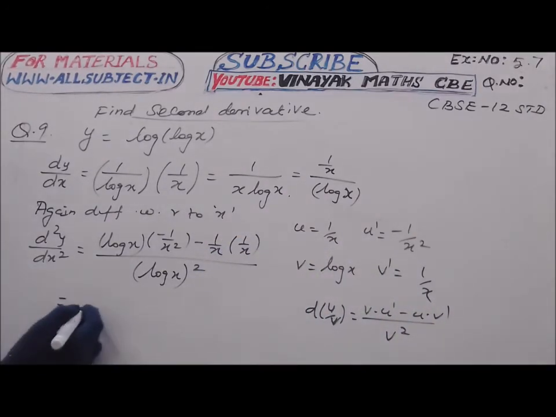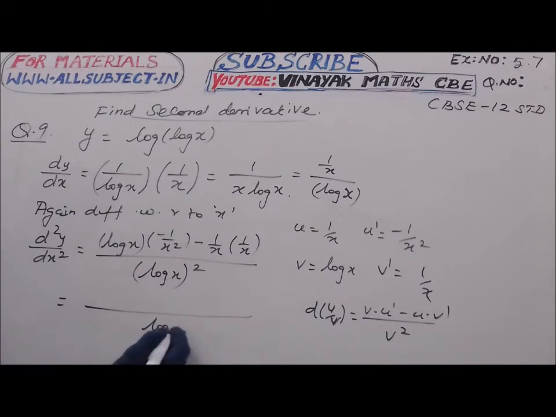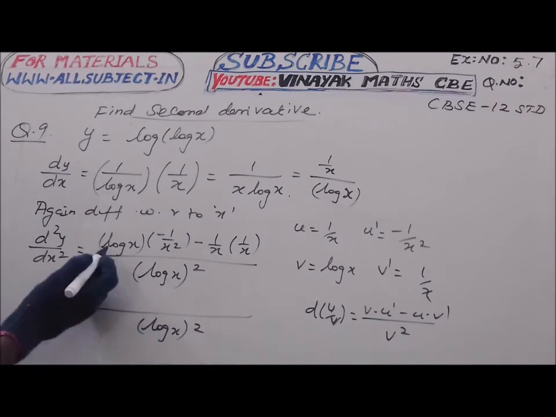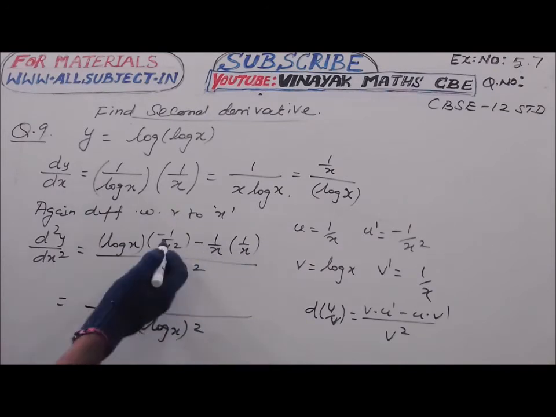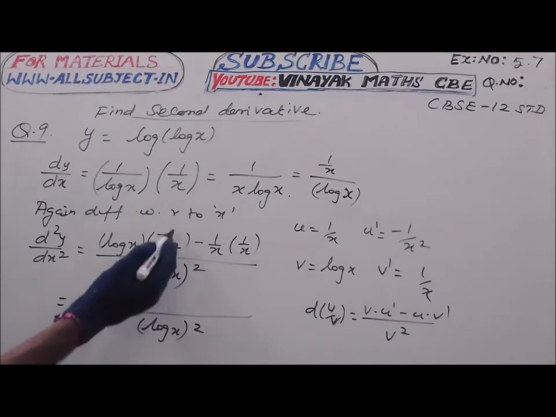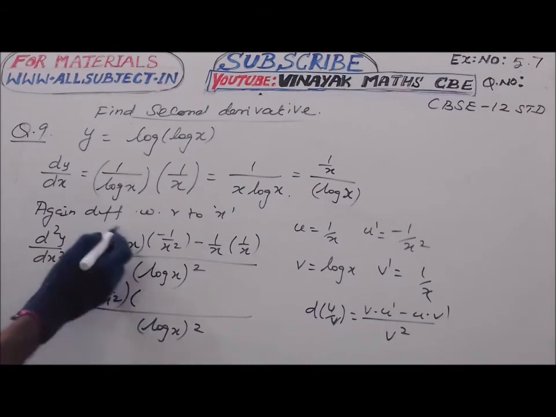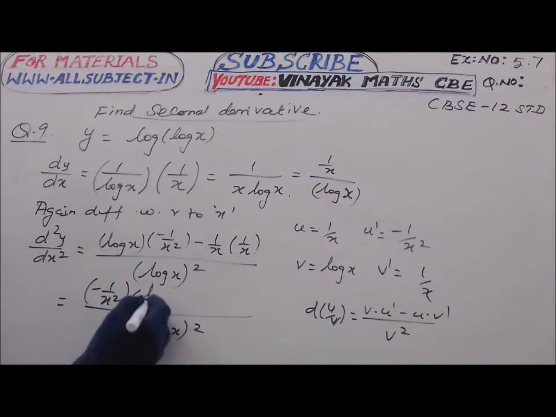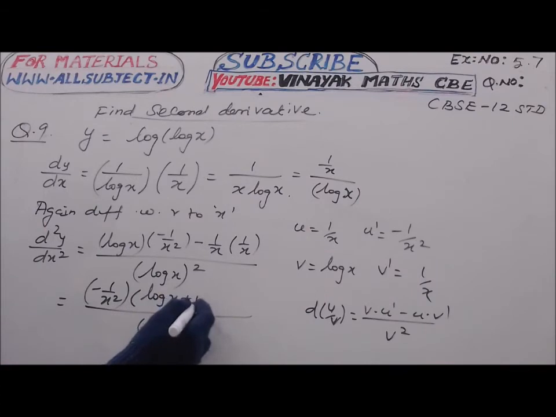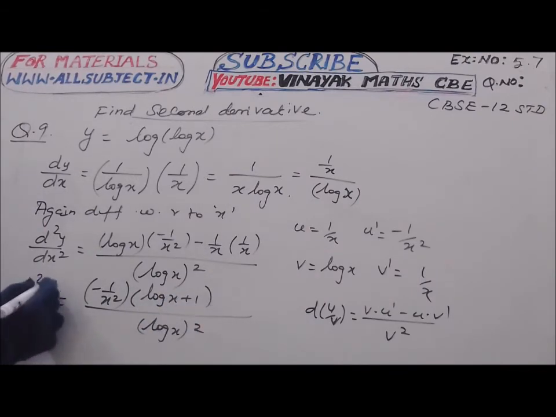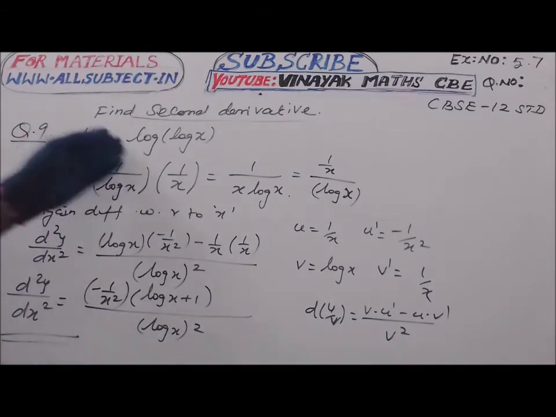So simplifying, we get log x whole square, now minus 1 by x square into minus 1 by x square. Here we have minus 1 by x square, here also we have minus 1 by x square. Taking out minus 1 by x square, the remaining is log x plus 1. So this is our d square y by dx square, the required second derivative of the function y equal to log of log x.